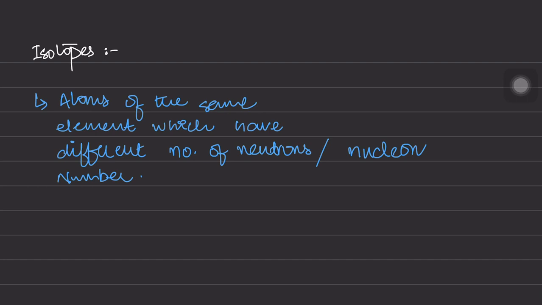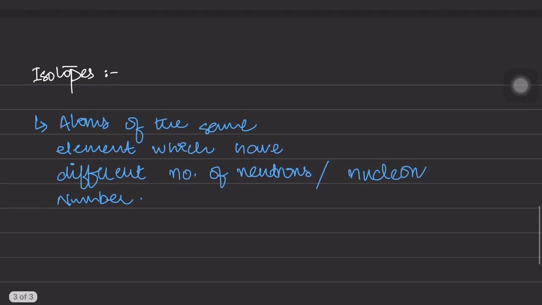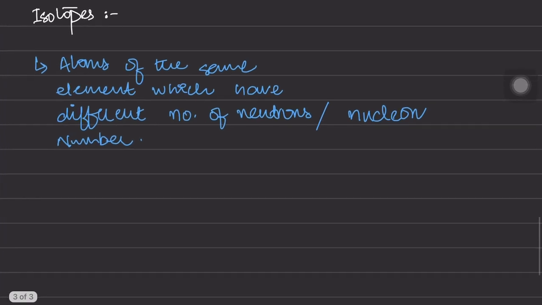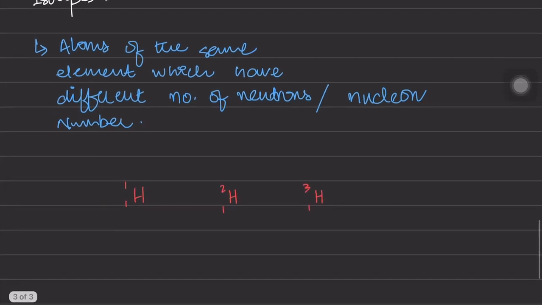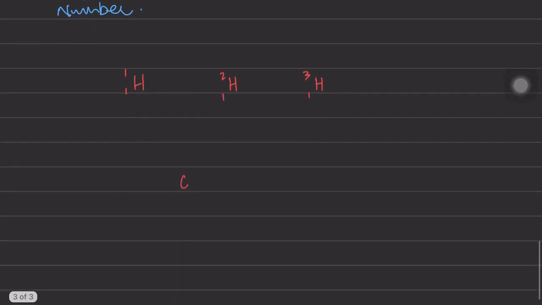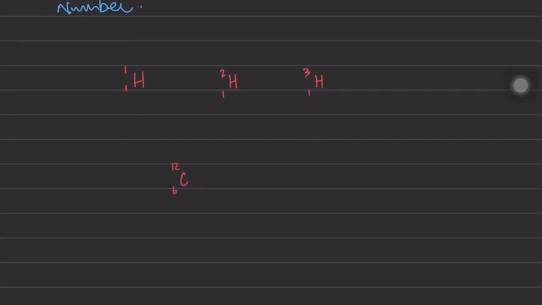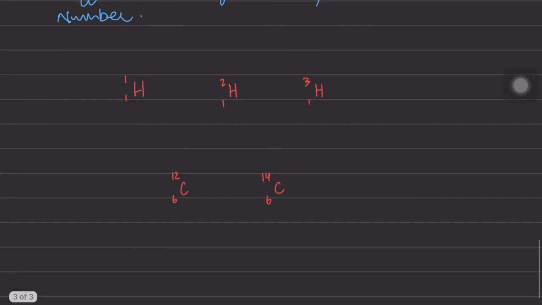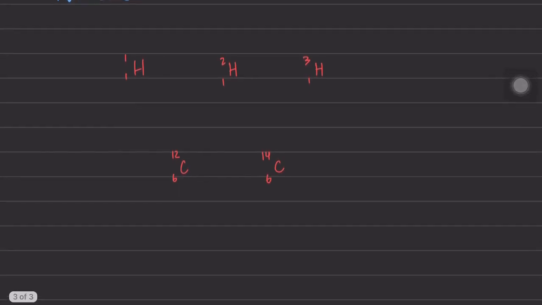For example, we have a few naturally occurring isotopes out there, like hydrogen, which you'd find like this. You would find carbon like this, carbon 12 and carbon 14. So let's study these a little bit.